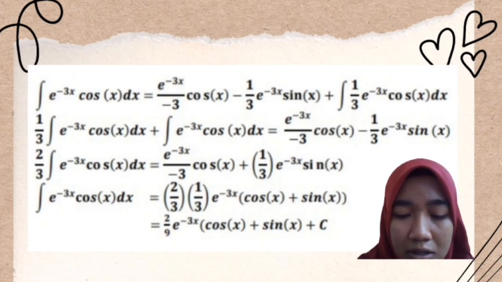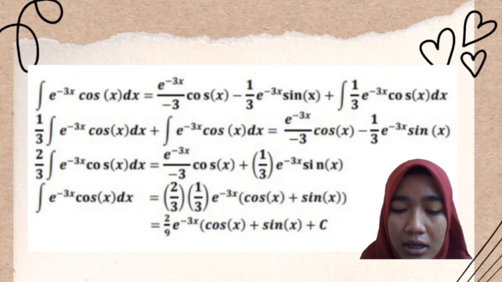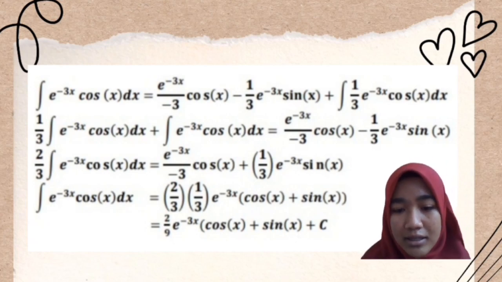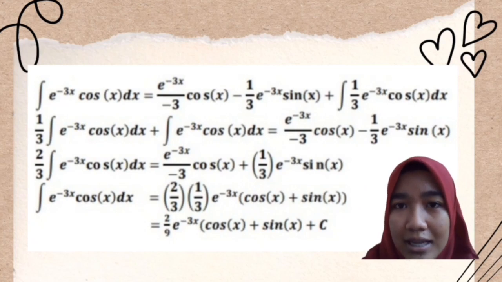So the final answer we got is 2 over 9 e to the power of negative 3x, cos x and sin x, plus c.